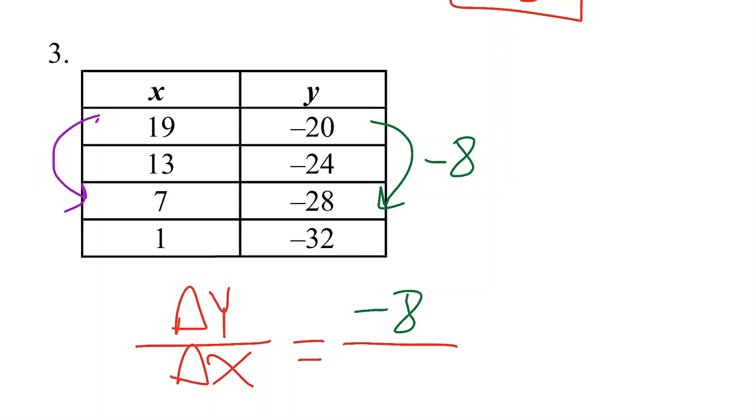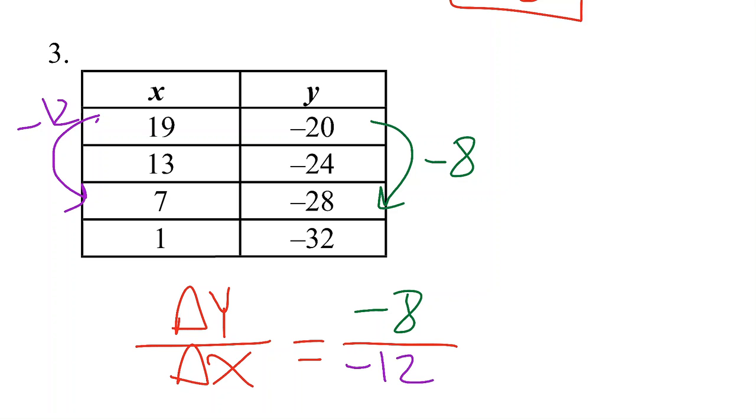We're going to go from 19 to 7. Is that increasing or decreasing? Well, that's going to be decreasing. And how much is it decreasing by? Well, 19 to 7, that looks like it's a decrease of 12. And so your corresponding change in x is negative 12.